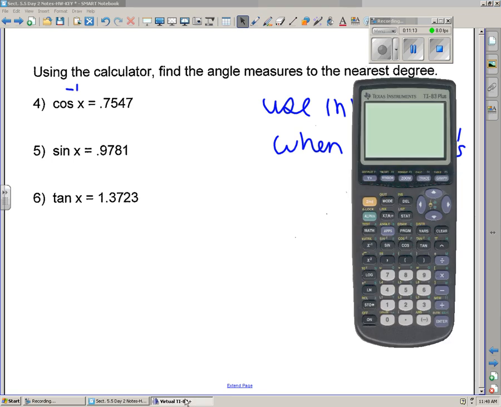And so what you're doing is you're saying, okay, well, I want the inverse cosine. I want to know what's the angle measure I'm going to get when I use 0.7547. So when I use that particular decimal, what's the angle measure that should be spit out? And that would be 41 degrees.